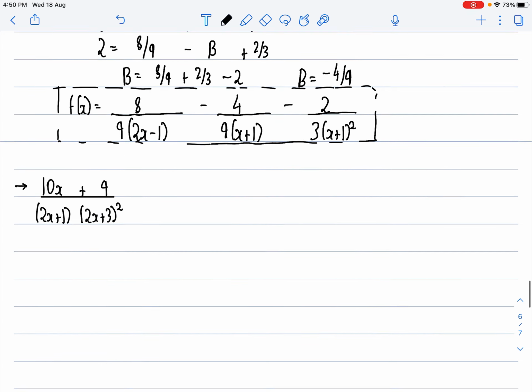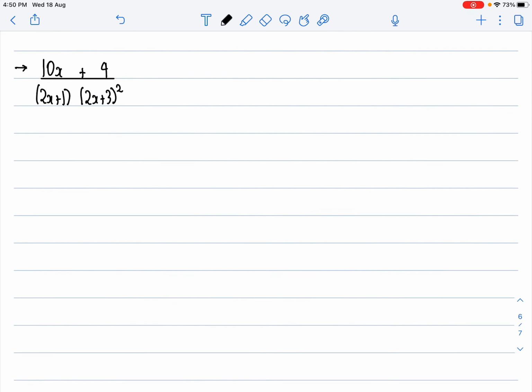Now what we can do is another example here, so that you're 100% sure of this concept. First, as you can see, I have a type 2 denominator. So I can write this as a over 2x plus 1 plus b over 2x plus 3, plus c over 2x plus 3 the whole square.